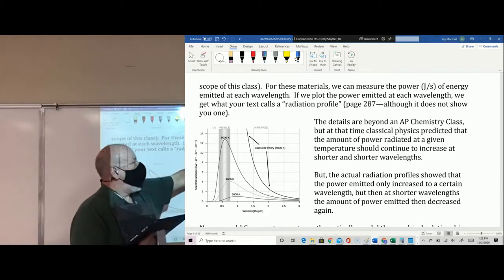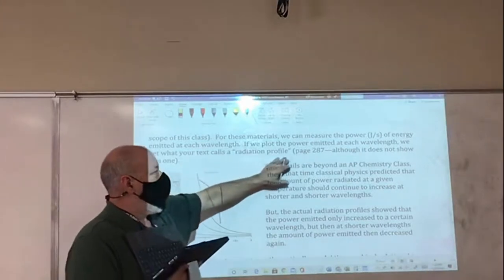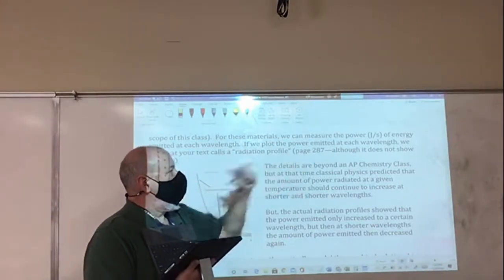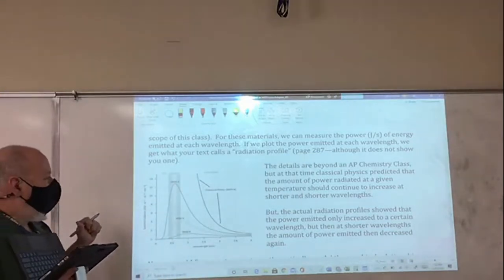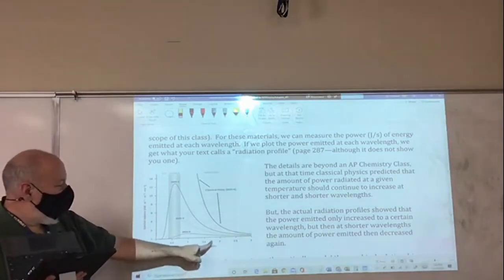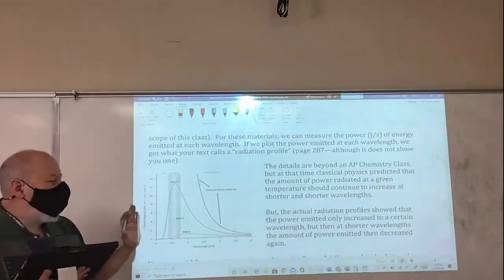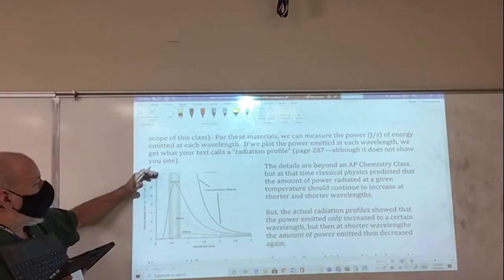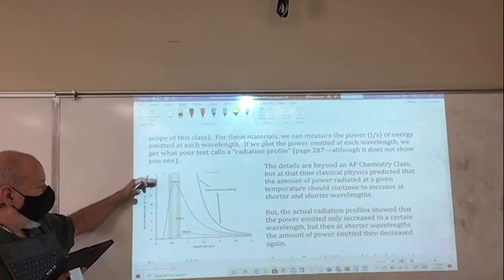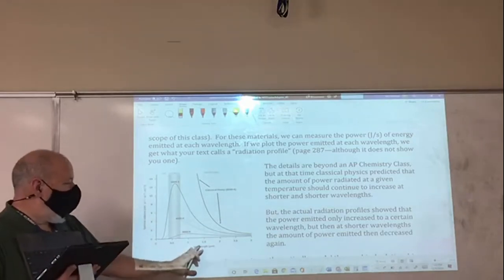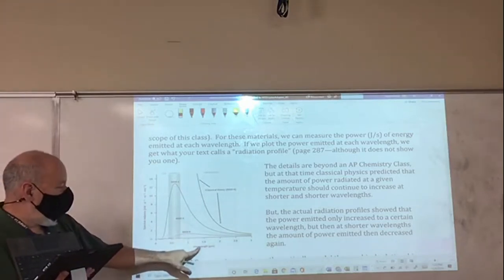So if we plot the power emitted at each wavelength, we get what your textbook calls a radiation profile. And they did not actually bother to give you a picture of that in your book, so I gave you a picture of what this looks like. But all this really is saying is, if I have this much power being emitted per wavelength, that's going to change depending on the temperature.